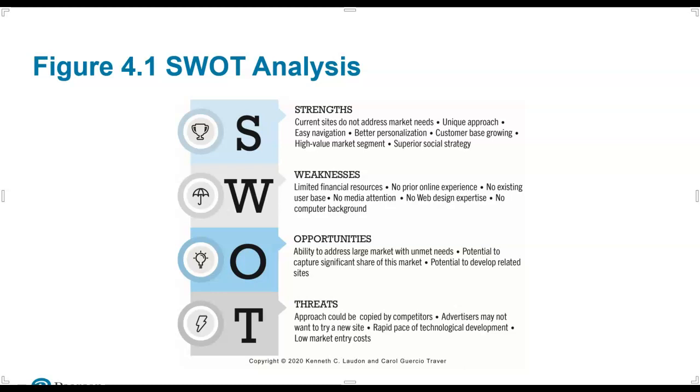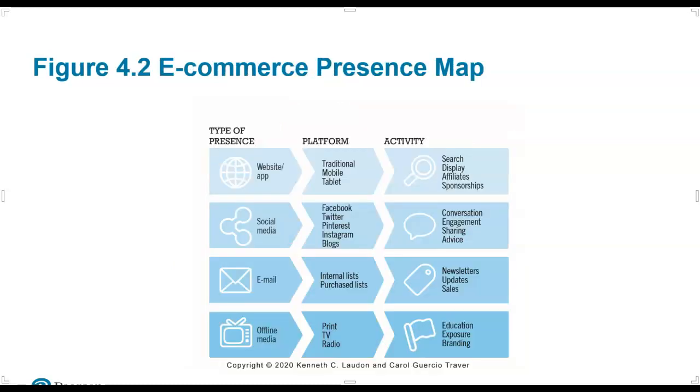What is your company good at? What is it not good at? Where do you have opportunities to explore new things? And what could put you out of business before you even get started if you don't address it? So that's the basic root of all business.